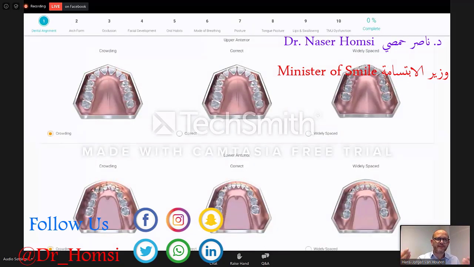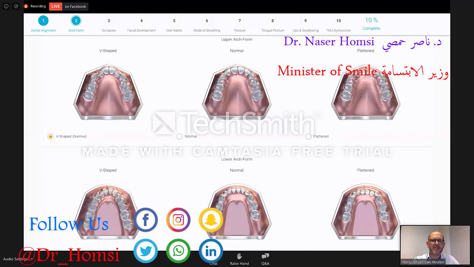So first of all, what is the dental alignment? I know I always say first face, posture, profile, but because we are with the dentist or the dental professional, we start with the dental situation, what is the dental alignment. That's the first one we start with. Just check the box and it is saved.